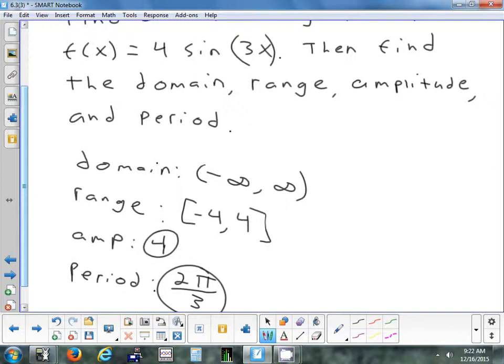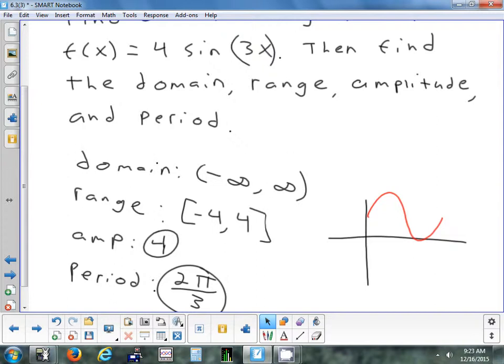If you moved everything up 1, just think of this window at -4 to 4, push everything up 1. -3 to 5. Wouldn't that change amplitude? Nope, the amplitude would still be 4. Remember, it's just the height off that center line. So if you shift everything up, the center line shifts up with that. So it's still the same distance.